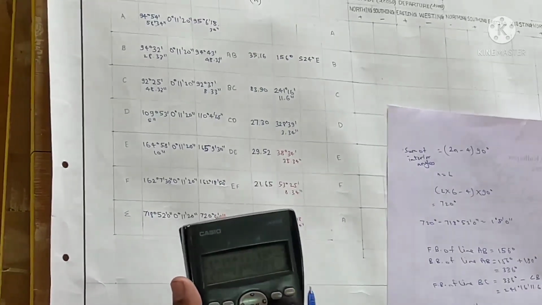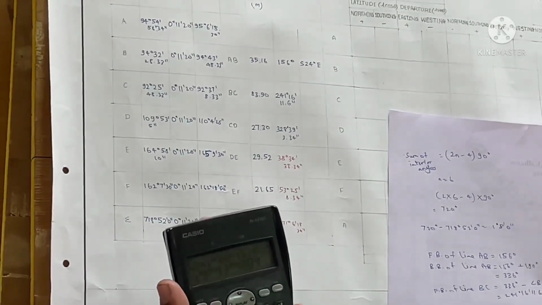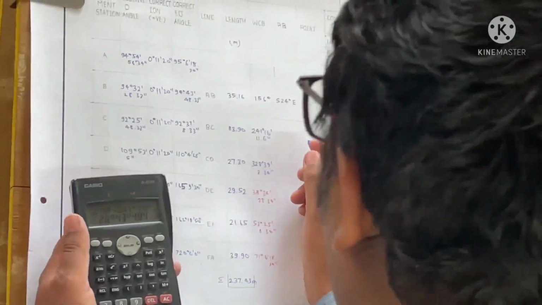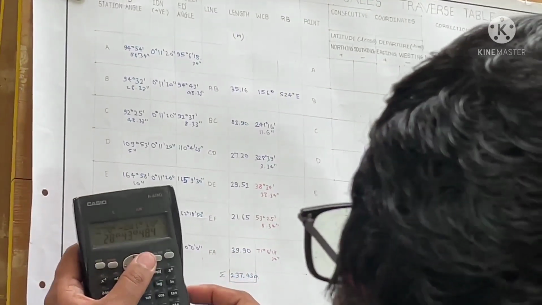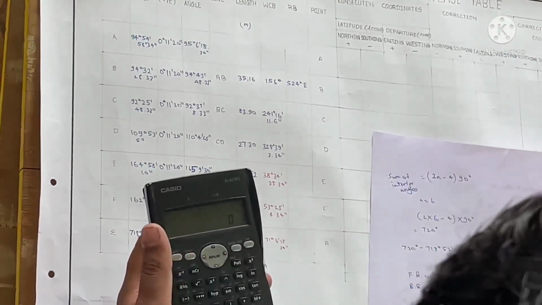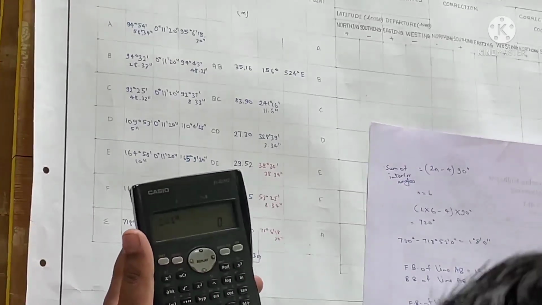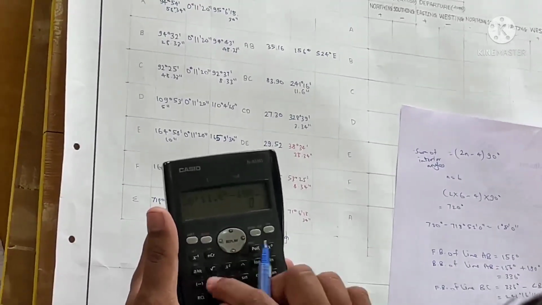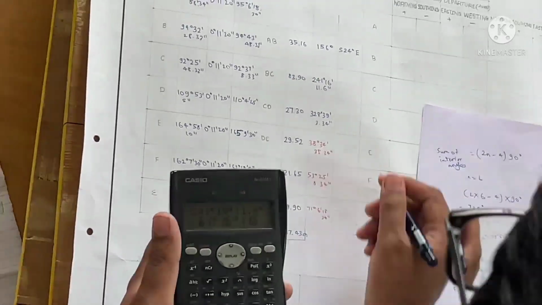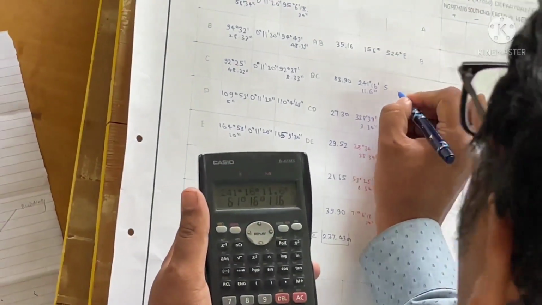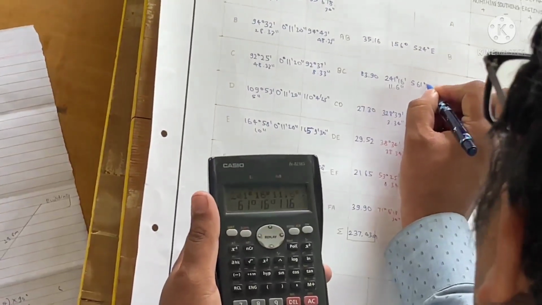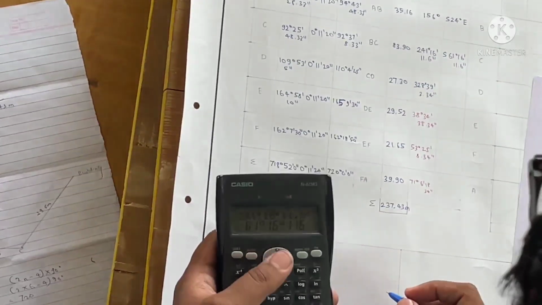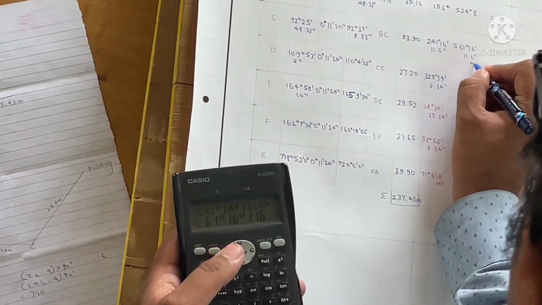So 241 degrees 16 minutes 11.6 seconds minus 180 degrees, that is nothing but south 61 degrees 16 minutes 11.6 seconds, and it is west.